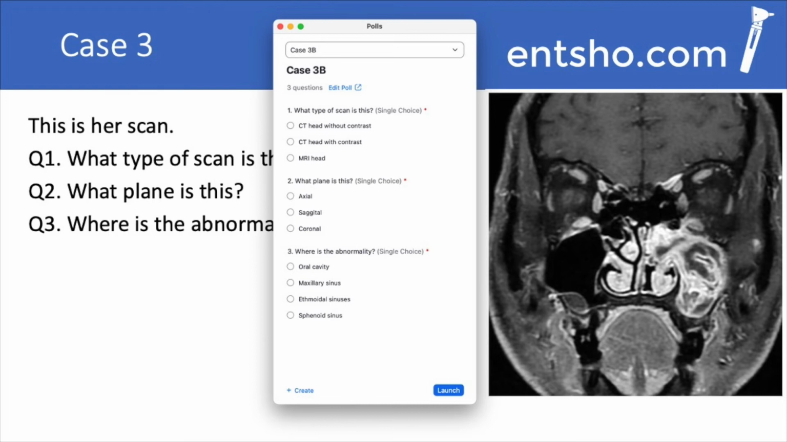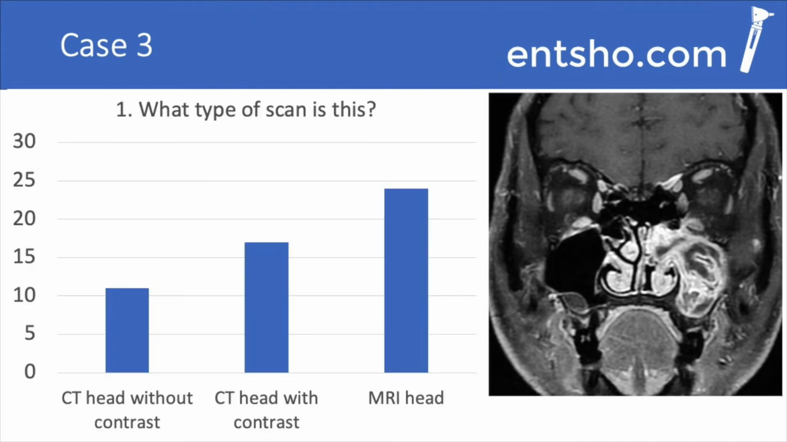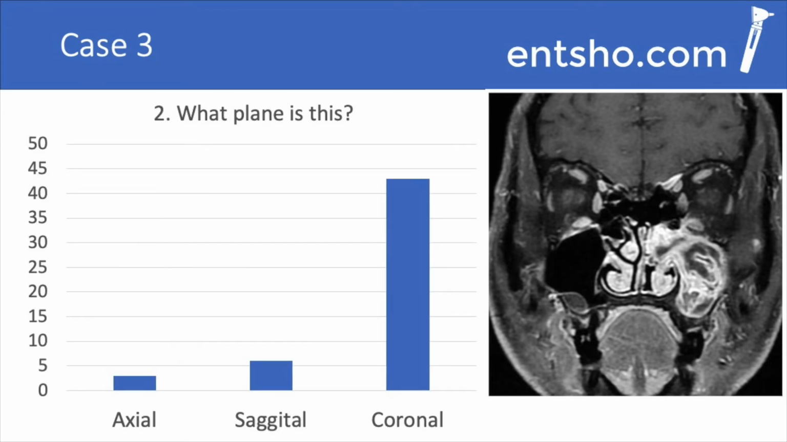About a third of people have answered, so another 20 seconds or so. Right, I'm going to share the results. So a little bit of uncertainty about the scan, I guess. We're looking at an MRI scan here. As almost everyone said, yeah, this is a coronal section. So cutting down kind of that way, looking across the nasal cavities.